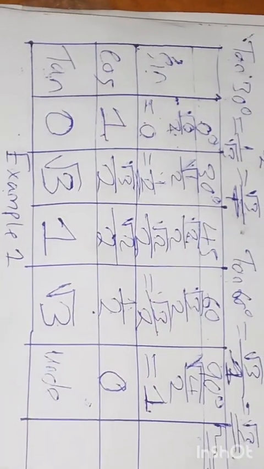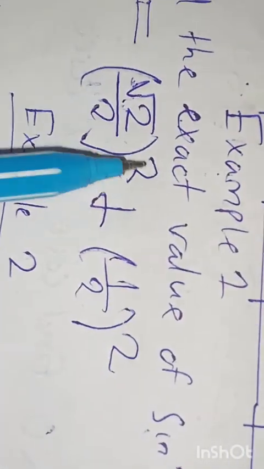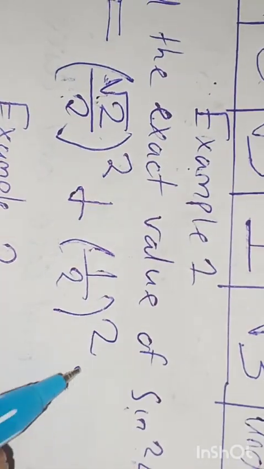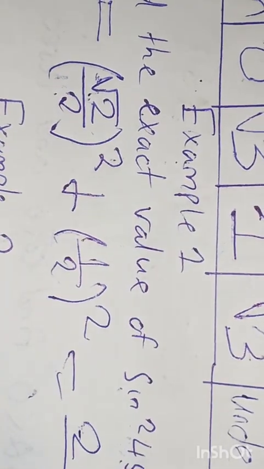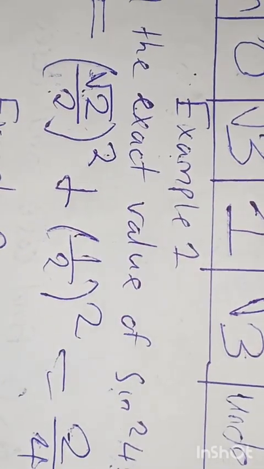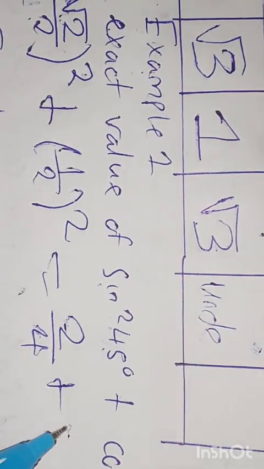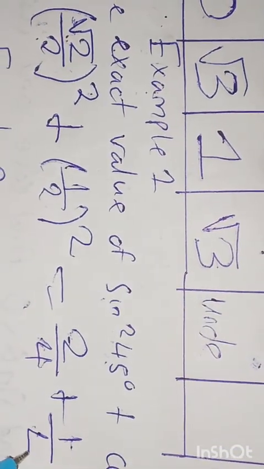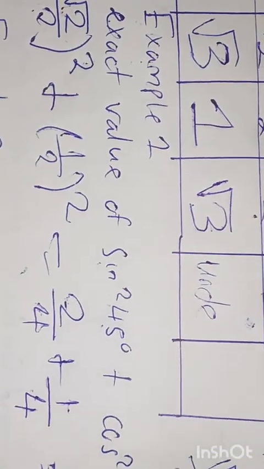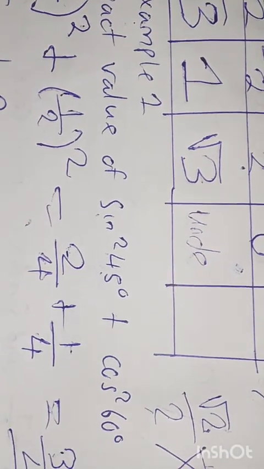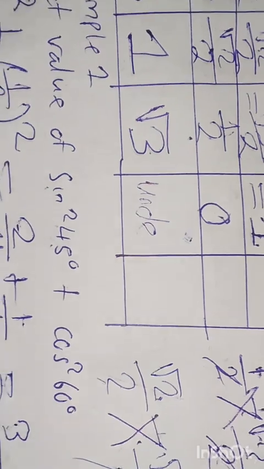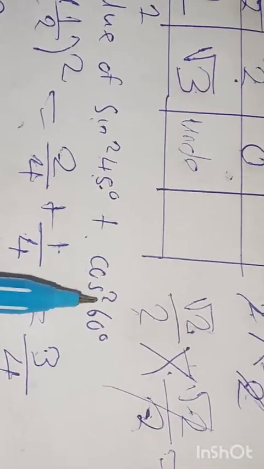We're also squaring it. So what is root of 2 squared over 2? The root and the square will cancel, so we only have a 2 over 2 squared, which is 4, plus 1 squared, which is 1, over 2 squared, which is 4. This is giving us 3 over 4. That's the answer for sine squared 45 plus cos squared 60.